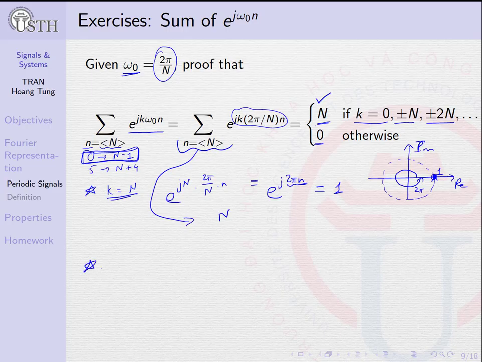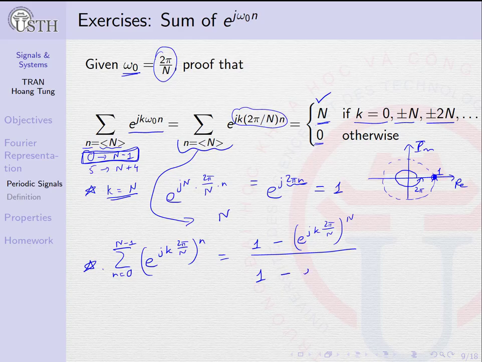For the other case, we are going to do the geometric sum. The sum of e power j k 2π over n, to the power n, taken from 0 until n minus 1. What is that? This one equals 1 minus e^(j k 2π/n) to the power n, divided by 1 minus e^(j k 2π/n). Okay? The geometric sum, you remember? The sum of n equal to 0 until N minus 1 of q power n equals 1 minus q power capital N, divided by 1 minus q.